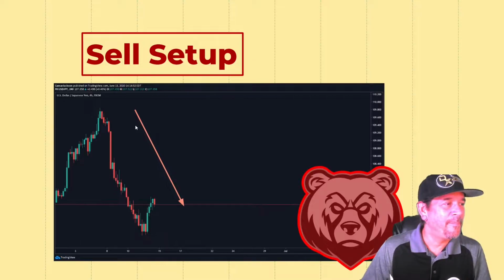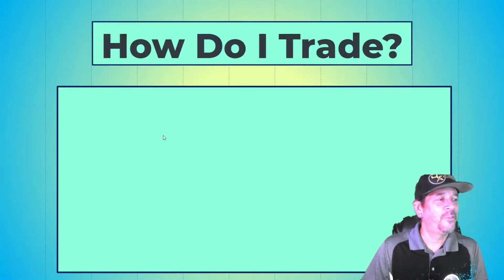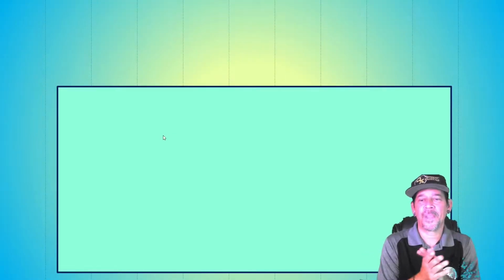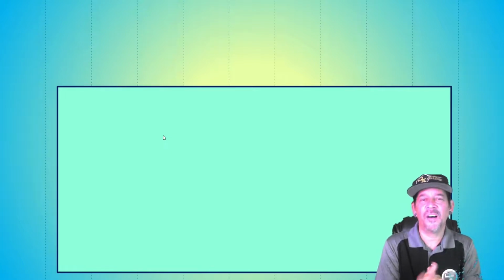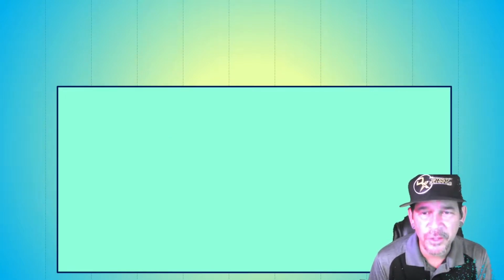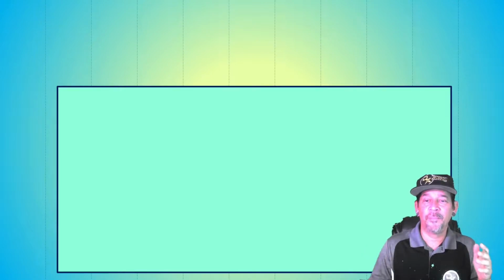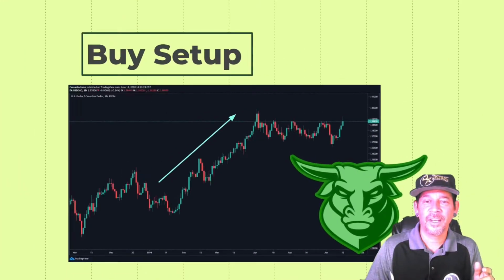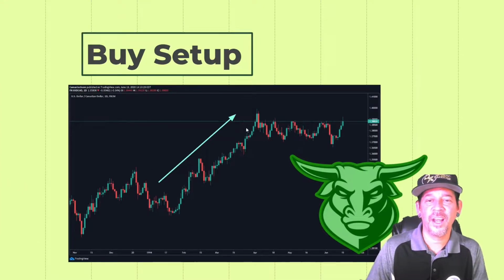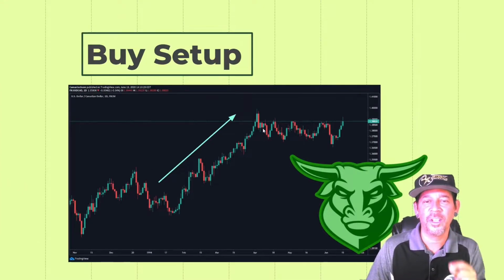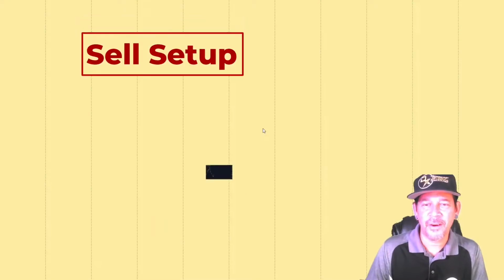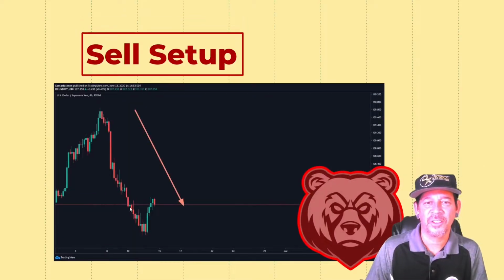So that's pretty much it, guys, for bulls and bears, the direction of the market. Just to recap: when we are looking at a bullish market, that is an uptrend. That means the buyers are controlling the market. When we are looking at a bearish market, that means the sellers are controlling the market.